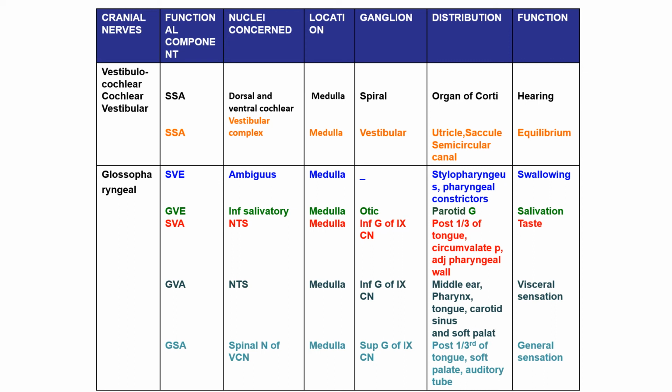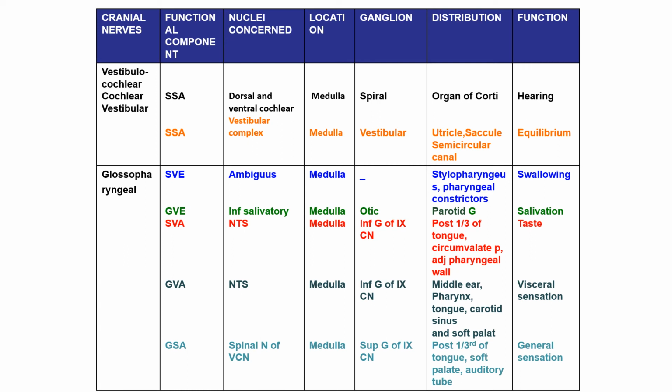The second nucleus of this cranial nerve is the vestibular nucleus or the vestibular complex, which is again located in the medulla, basically at the pontomedullary junction. The ganglion concerned is the vestibular ganglion, distributed to the utricle, saccule and the semicircular canals of the ear and helps in performing the function of maintenance of equilibrium.